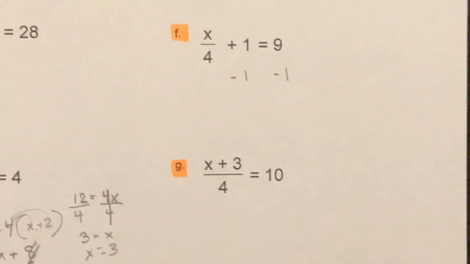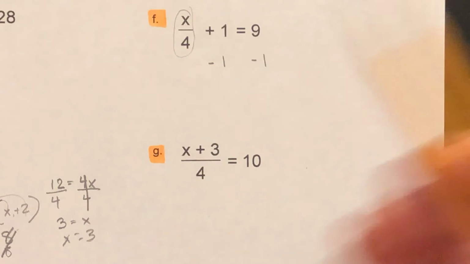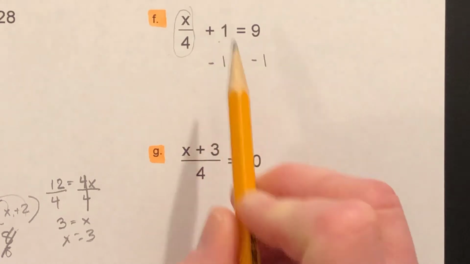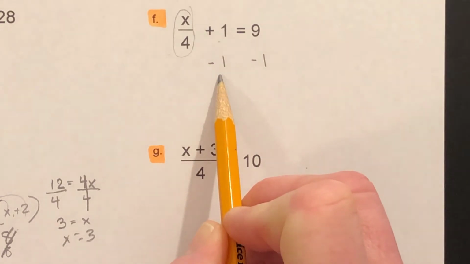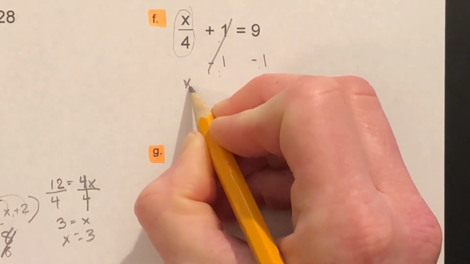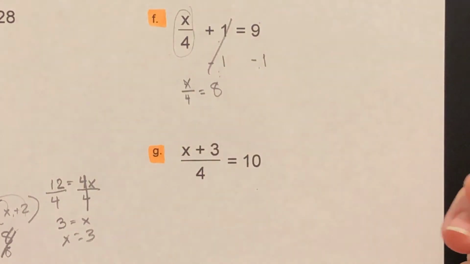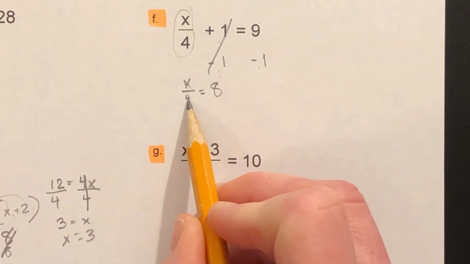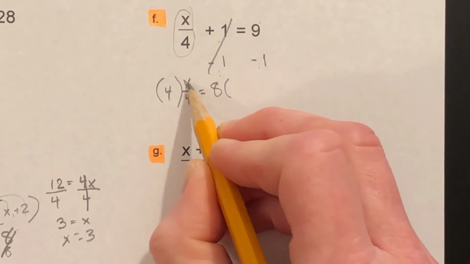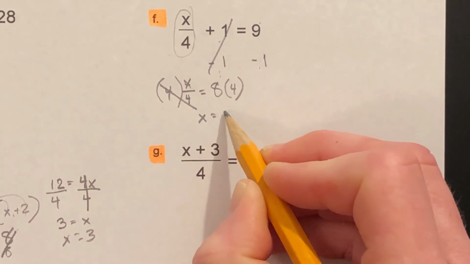Let's move over to F. This is your variable term. I'm going to isolate that first. So that means I've got to do the inverse of +1, and that is -1. And it's algebra, so I do it on both sides. That cancels out, and I am left with x over 4 equals 9 minus 1 is 8. To undo the divided by 4, I will multiply by 4 because now I want to get just the x by itself. Now I have x equals 32.